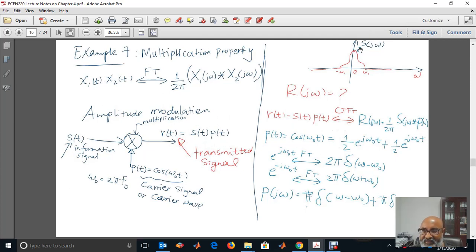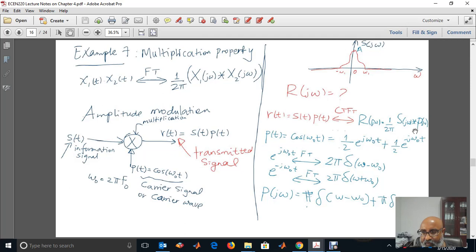Let's have this information signal. It has a value between minus omega 1 and omega 1. After that it is completely 0, and at omega 0 I have A. This is my information signal. Let me get the spectrum R(j omega). Now r(t) is s(t) multiplied by p(t). R(j omega), again using the multiplication property, is a convolution in the frequency domain.